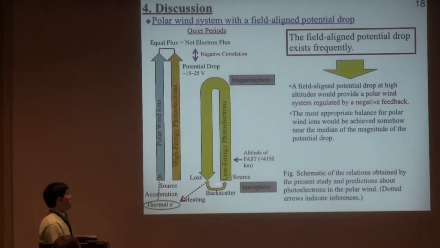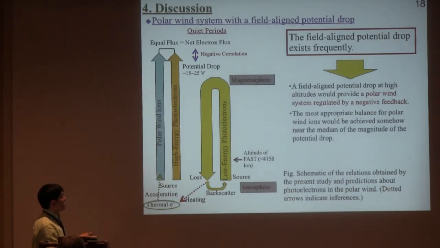This schematic diagram shows what happens when the field-aligned potential drop exists. The net escaping flux and the magnitude of the potential drop have a negative correlation, since if the potential drop is large, most electrons are reflected, so a small amount of electrons can escape. While if the potential drop is small, most electrons can escape, so this has a negative correlation. On the other hand, the potential drop and the amount of low energy photoelectrons that are trapped have a positive correlation, since a larger potential drop reflects a larger amount of photoelectrons.